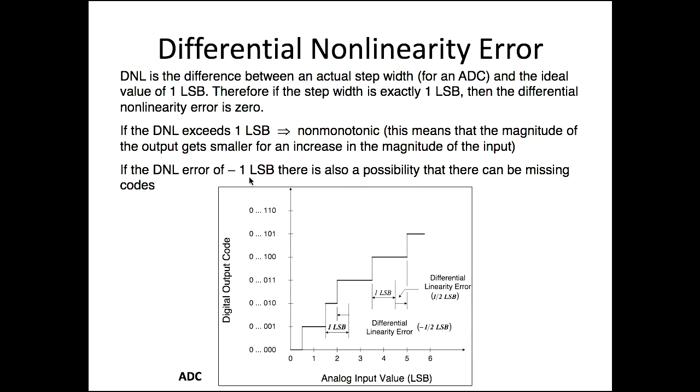Missing code means, if your DNL is a big value, then you might miss one code, because if you change the input, the output is not changing because of the error. So that's called a missing code.